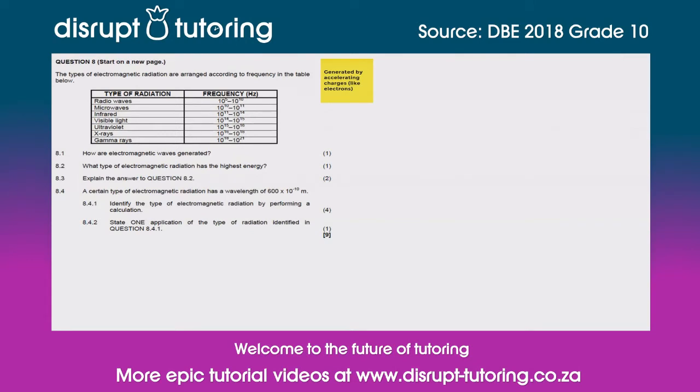Today we're dealing with the 2018 Grade 10 Physical Science paper, and this is a question on radiation. It's given us this table with the types of radiation on the left-hand side and the frequencies on the right-hand side. The first question asks, how are electromagnetic waves generated? I've written that in the yellow sticky note over here, and it says they are generated by accelerating charges. That's how electromagnetic waves are generated, and an example of a charge is an electron.